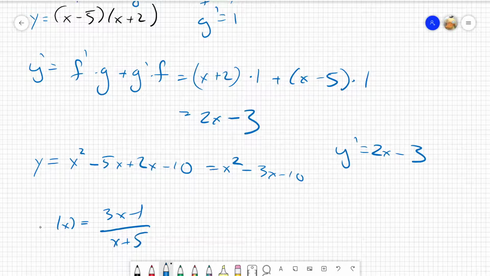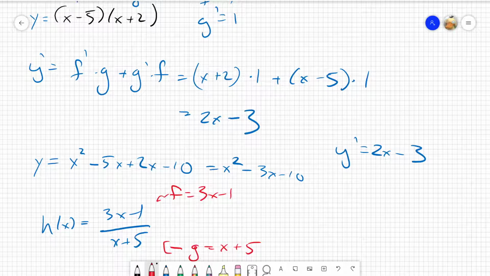I don't want to call it f because that's confusing. Let's call it h of x. So in this formulation, I'll think of f as 3x minus 1, and I'll think of g as x plus 5. And so now if I take derivatives here, I'm going to get that f prime is 3 and g prime is 1.